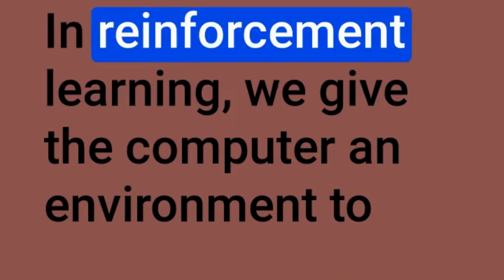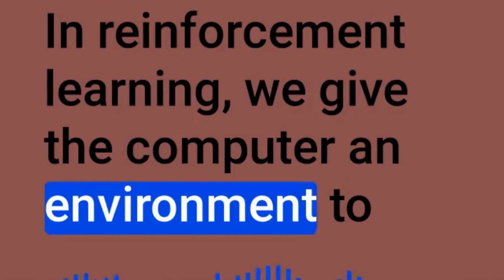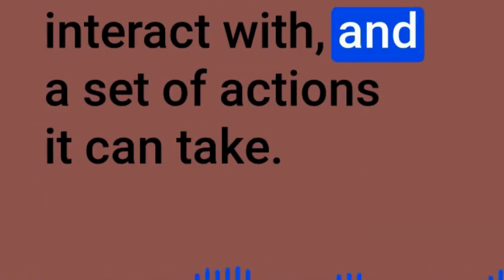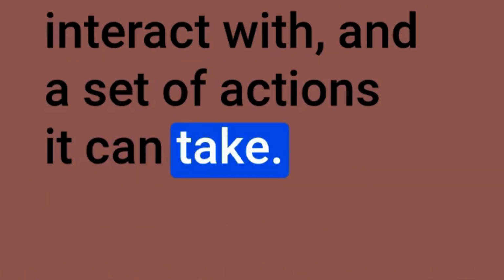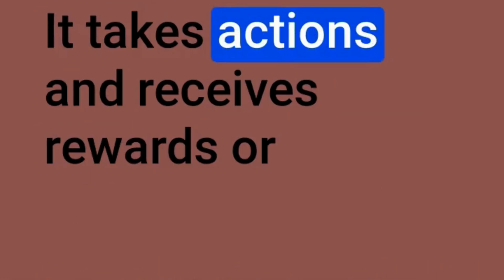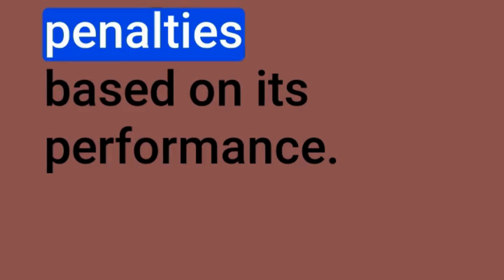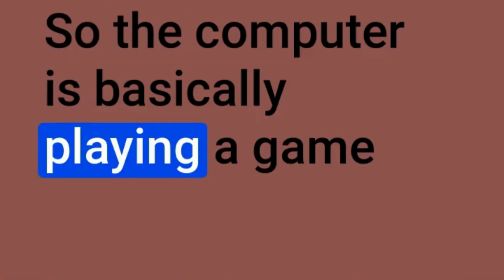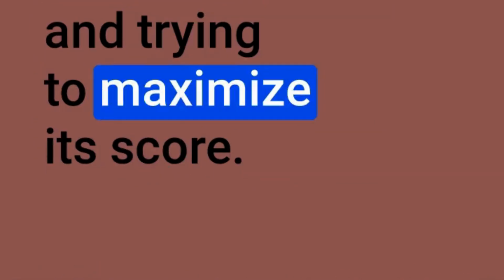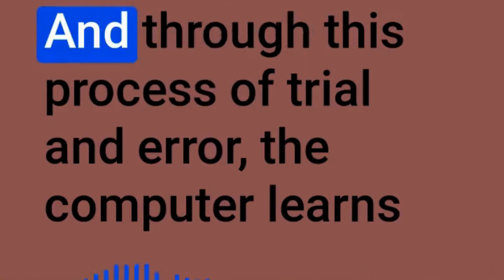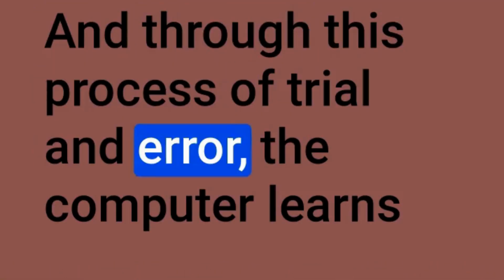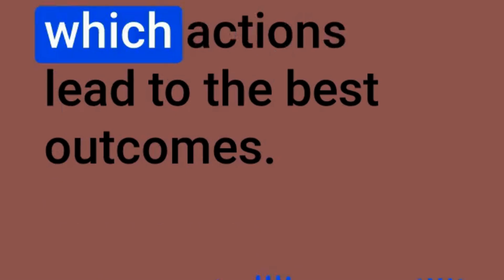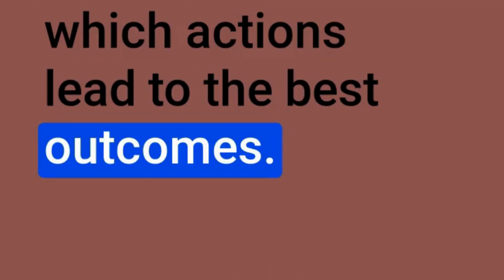Exactly. In reinforcement learning, we give the computer an environment to interact with and a set of actions it can take. The computer then explores this environment, takes actions, and receives rewards or penalties based on its performance. So the computer is basically playing a game and trying to maximize its score. That's a good way to put it. And through this process of trial and error, the computer learns which actions lead to the best outcomes.